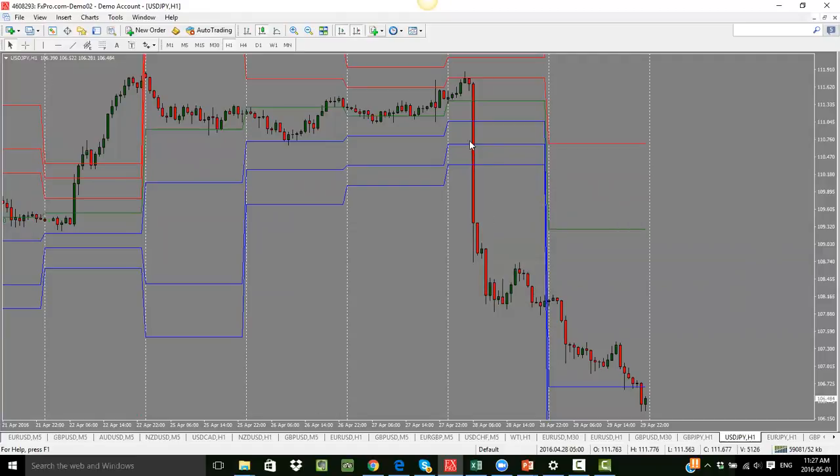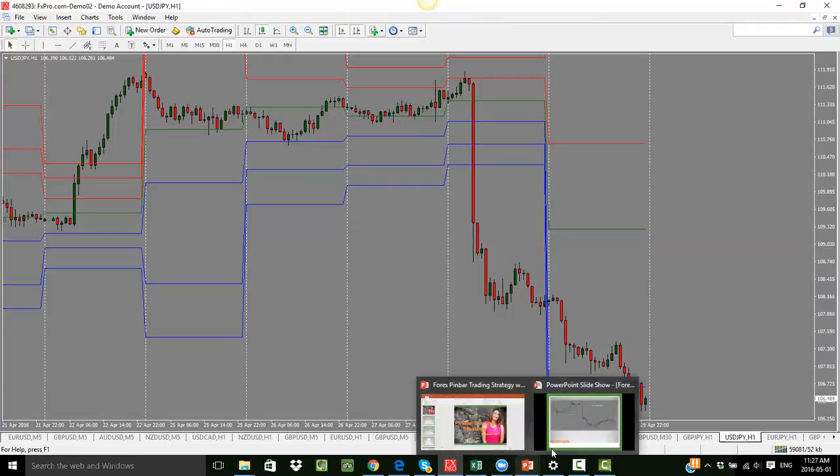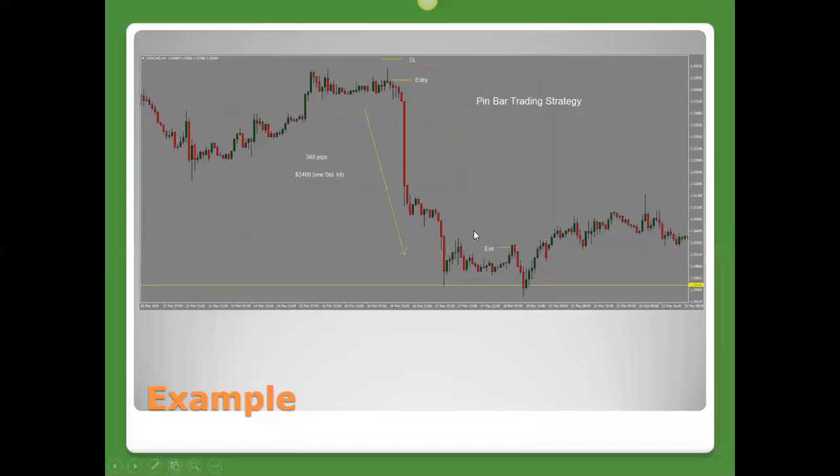There isn't a big pin bar in this one, but the one that we looked at, the Euro US dollar, that was one of the examples where you get huge pin bars with the news and you just ignore those.